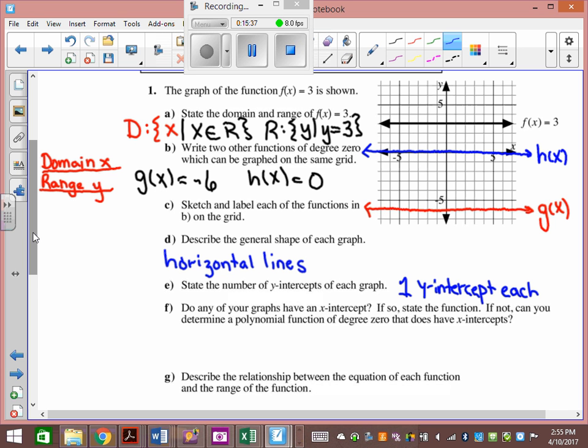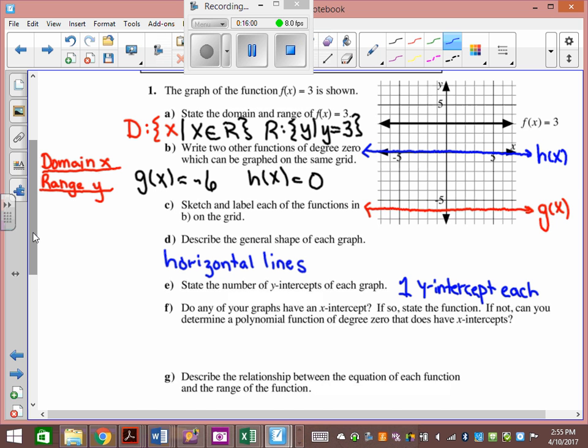What about the h of x equals 0, 1? Is it on the x-axis? Does it have x-intercepts? X-intercepts cross the x-axis. Is it on the x-axis? Yeah, it is. It's on the x-axis. The x-axis is where the intercepts exist. So the x-intercepts exist on the x-axis. This thing has infinite x-intercepts.